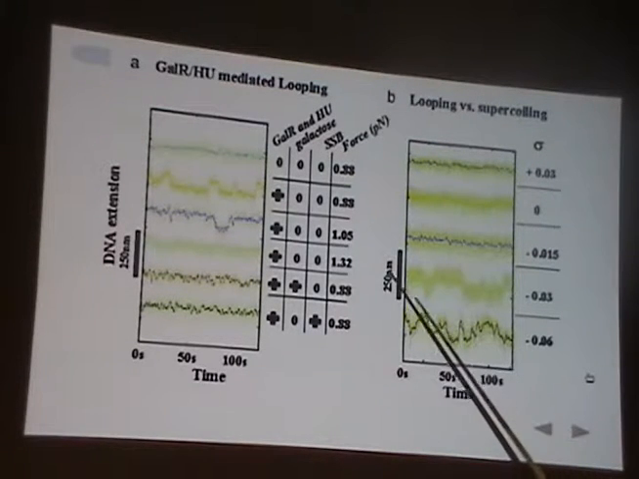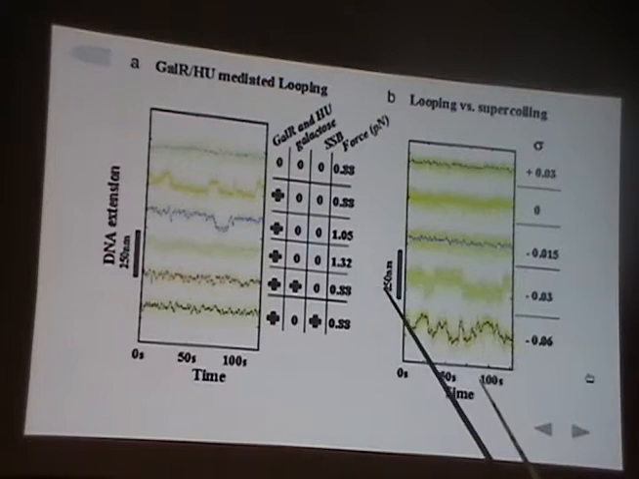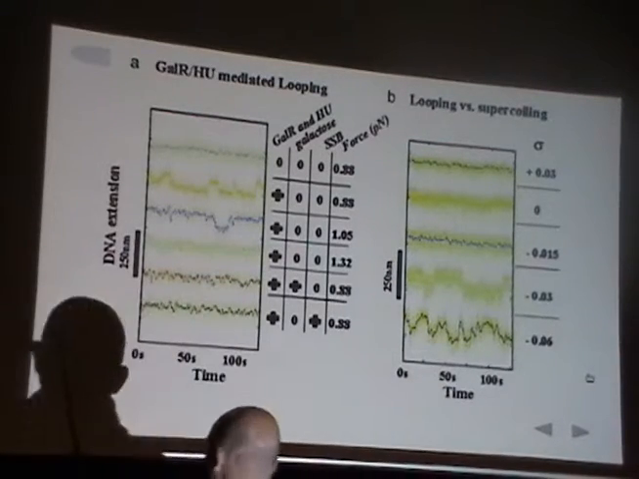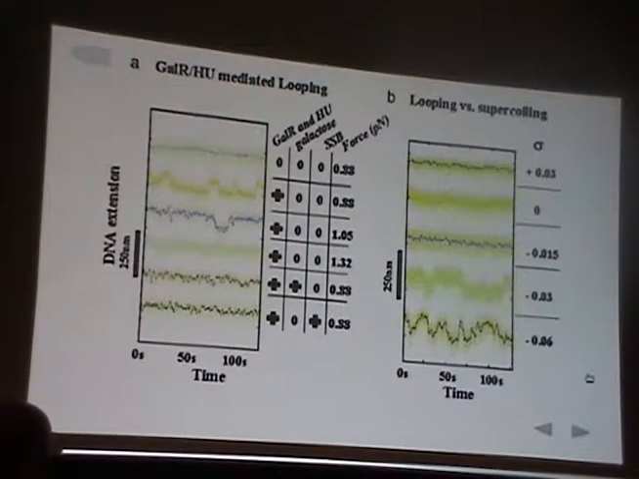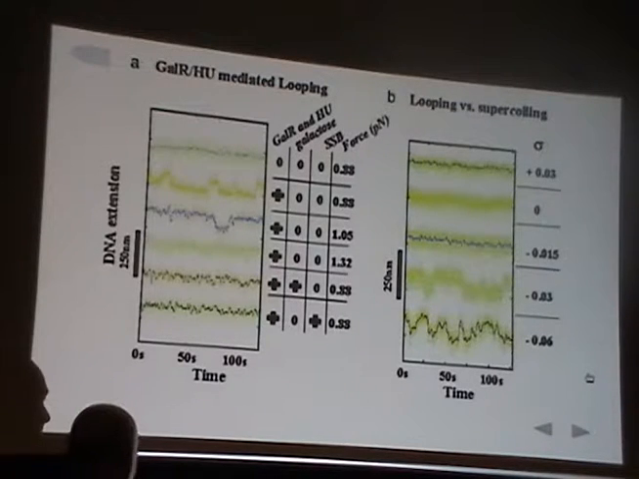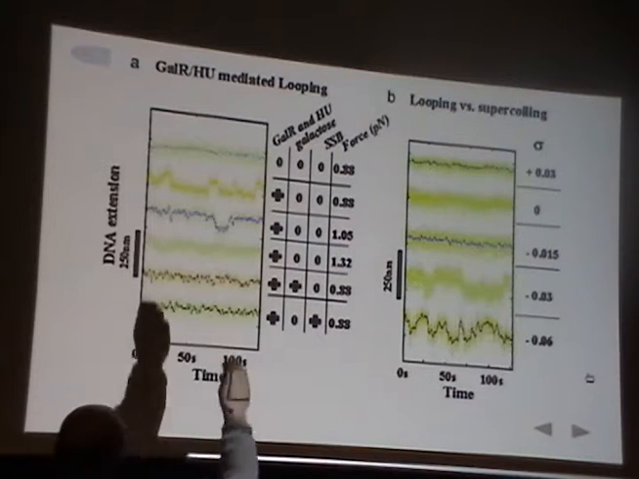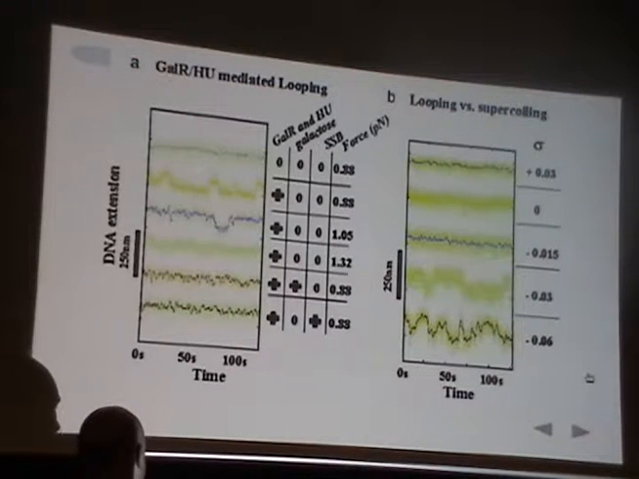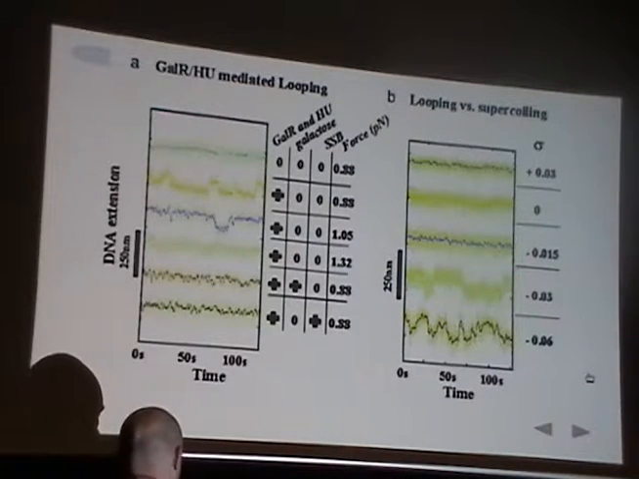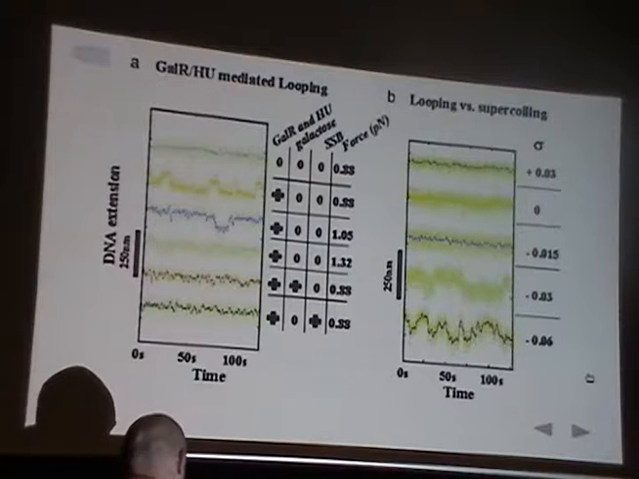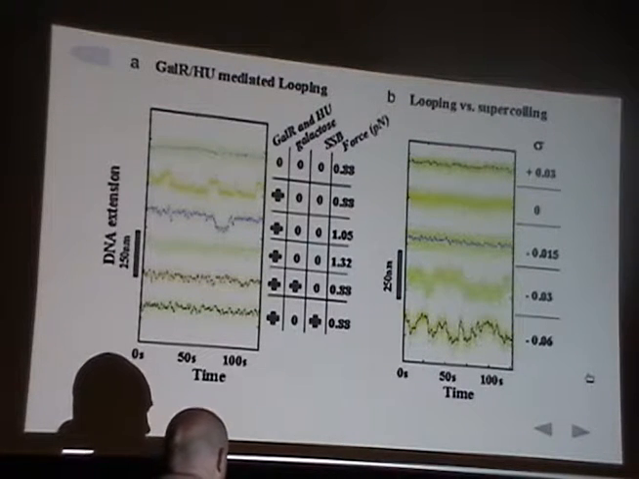And you see that here at this typical force of about 0.9 piconewton, we spend almost equal time open and closed. So the concentration open and closed is about 1.